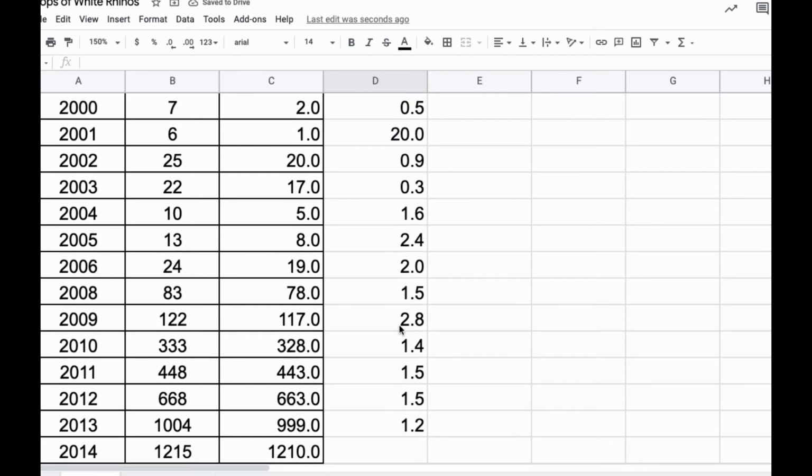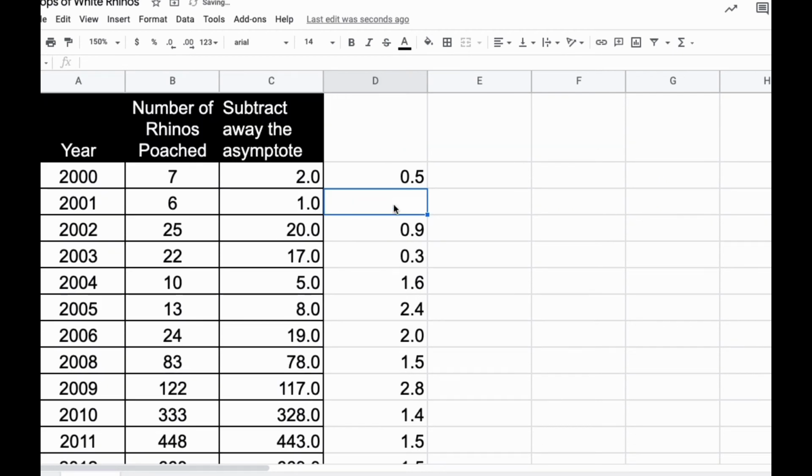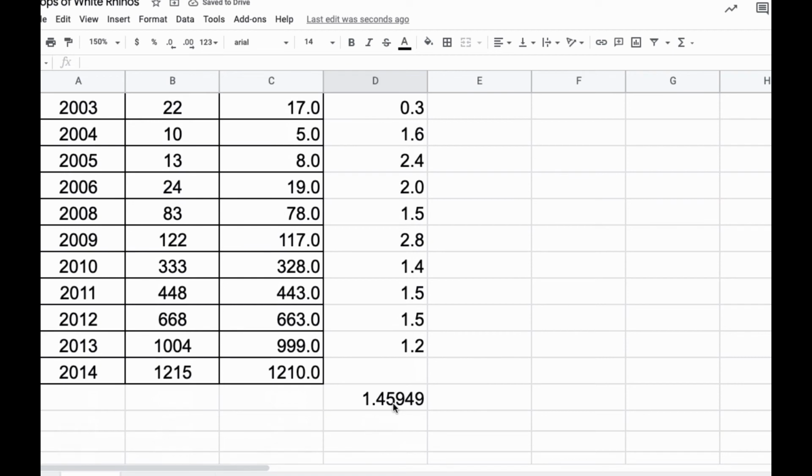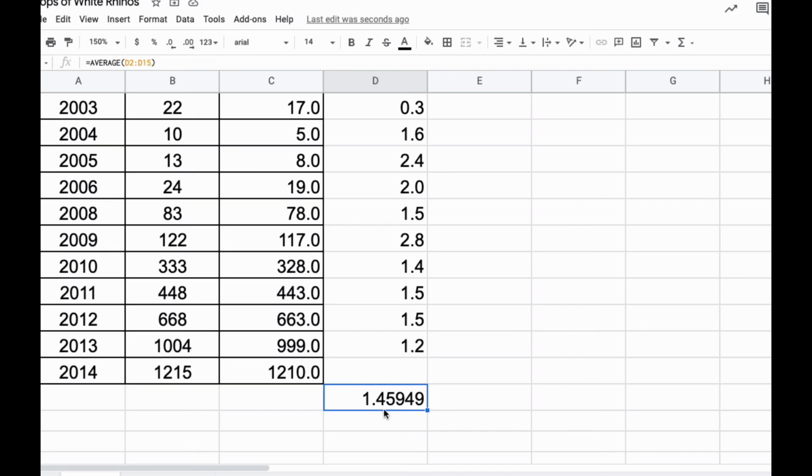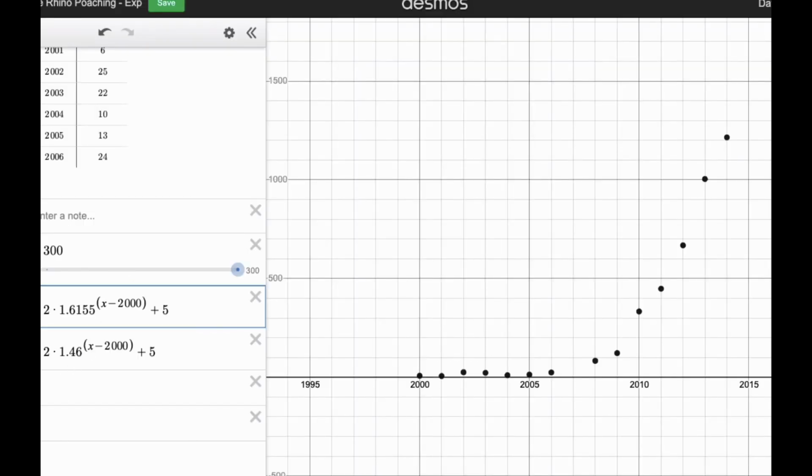And so when I look at that, what do you notice about these values? What I notice is that this value here of 20 is crazy big. It doesn't fit the pattern. Because it doesn't even come close to fitting the pattern, I'm going to consider it an outlier and delete it. And so now I'm left with 1.45949, so 1.46, as my estimate of the final b value.